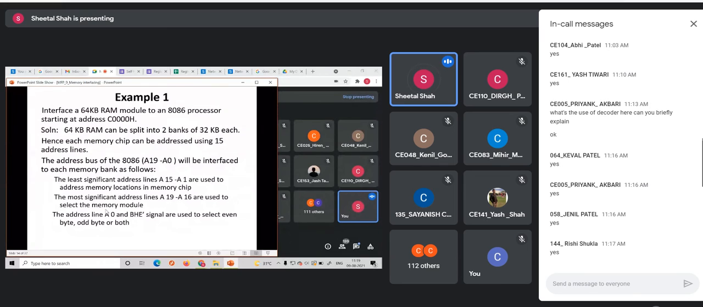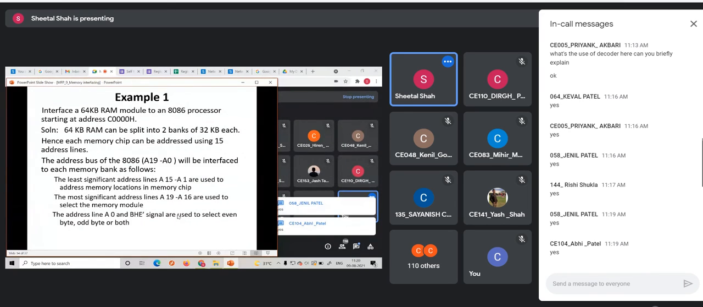Hello, is this thing clear? Among these 20 address lines, since I want to address 32 kilobyte, because each IC is of 32 kilobyte, A1 to A15 can be connected to the address lines of that IC, whereas the remaining A16 to A19 can be used for selecting the IC, or can be connected to the chip select line. Hope everyone is clear. Students from the online mode. Okay.